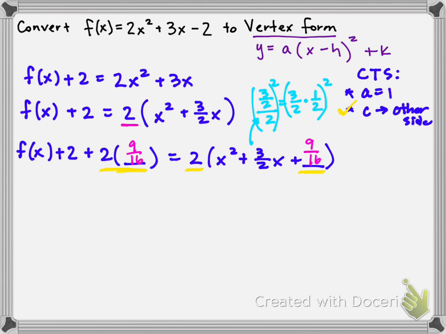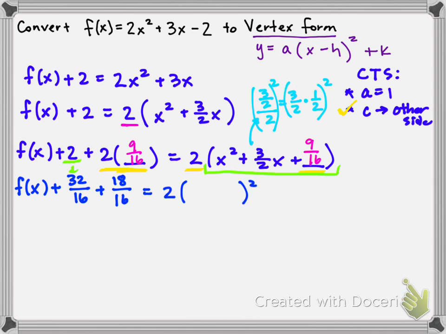From here, we're now going to factor the trinomial. So we're going to factor the 3-termed part here so that it can be written as something quantity squared, because we know it's a perfect square trinomial. So on the left, I still have f of x plus, now I'm going to change this 2 in terms of 16ths. I'm going to change that in terms of something divided by 16. That's going to be 32 over 16. Plus, now I'm going to multiply this, I got 18 over 16. That's going to equal 2 times the quantity of something squared. That's going to be x plus 3/4.